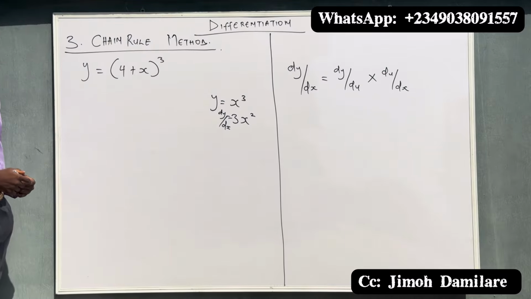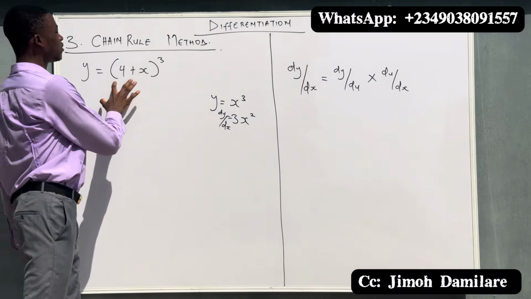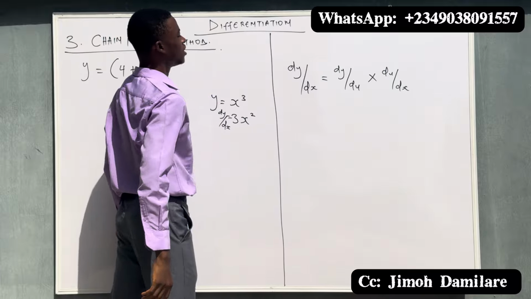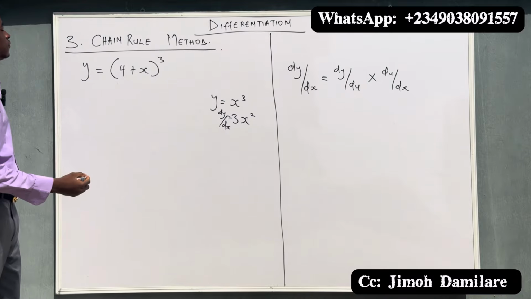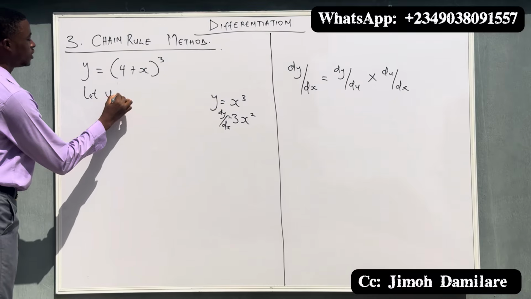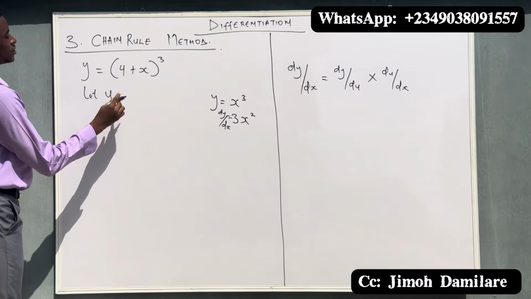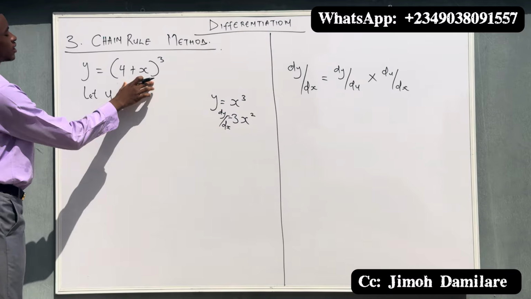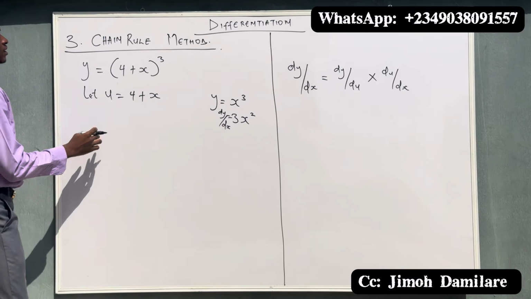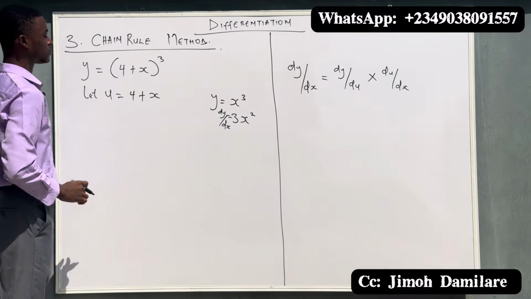So let's look at how to solve this question. In order to solve this kind of question, we need to get the dy over du and also the du over dx. So how do we get this? The first step is to let u be equal to everything that you have in the bracket. What is everything that we have in this bracket? We have 4 plus x. So we can now say let u equal 4 plus x.